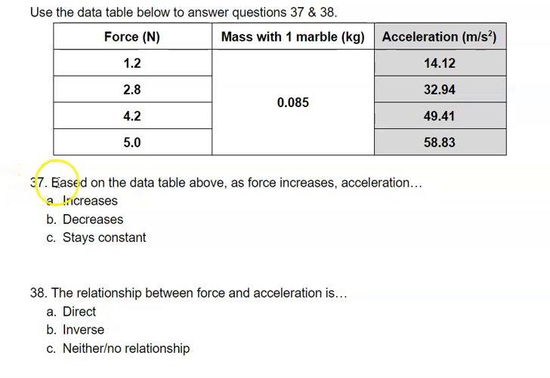Number 37. Based on the data table above, as force increases, acceleration A. increases, B. decreases, or C. stays constant. Number 38 talks about this data table as well. The relationship between force and acceleration is A, direct, B, inverse, C, neither. It has no relationship.